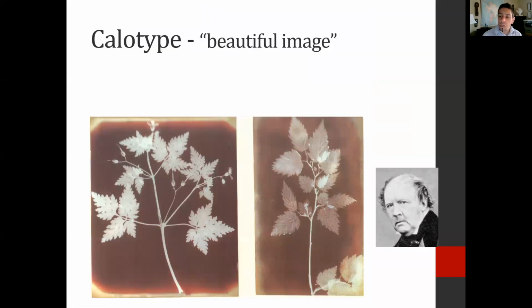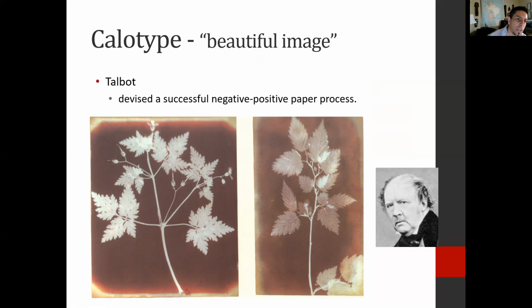Now, he did continue to work with paper and the same processes. The next invention is what we call the calotype, or beautiful image. The most important thing about calotypes is that Talbot used the technology and was successful at reversing this idea of the negative to the positive.